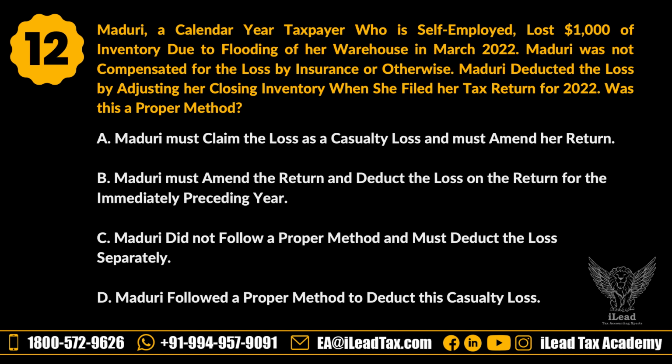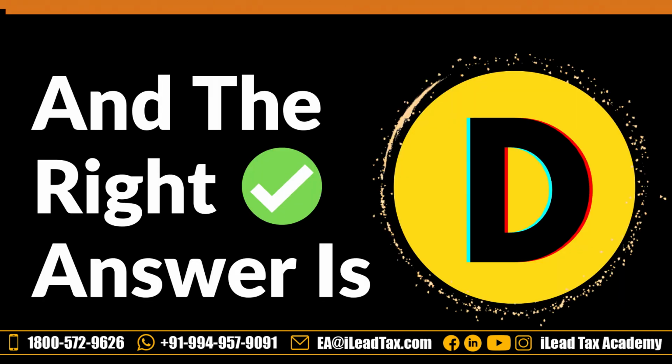A. Madhuri must claim the loss as a casualty loss and must amend her return. B. Madhuri must amend the return and deduct the loss on the return for the immediately preceding year. C. Madhuri did not follow a proper method and must deduct the loss separately. D. Madhuri followed a proper method to deduct this casualty loss. Let's see what is the answer. The answer is D. Let's see why it is D.